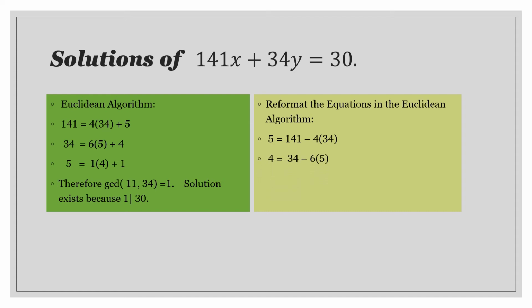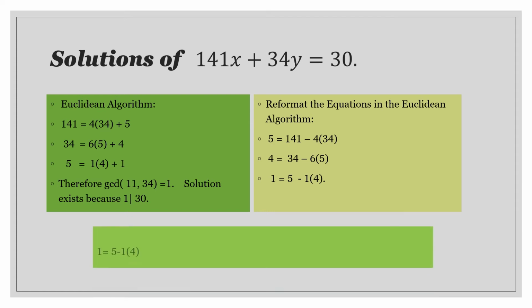From the second, I have 4 = 34 - 6 times 5, and the last one is 1 = 5 - 1 into 4. So using this, we can get the value for the greatest common divisor, 1, which is 5 - 1 into 4.